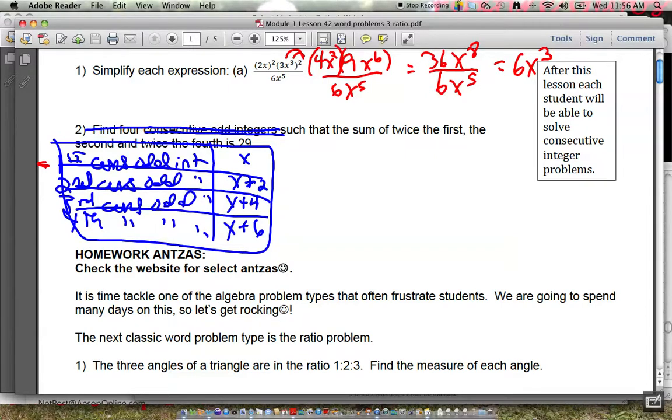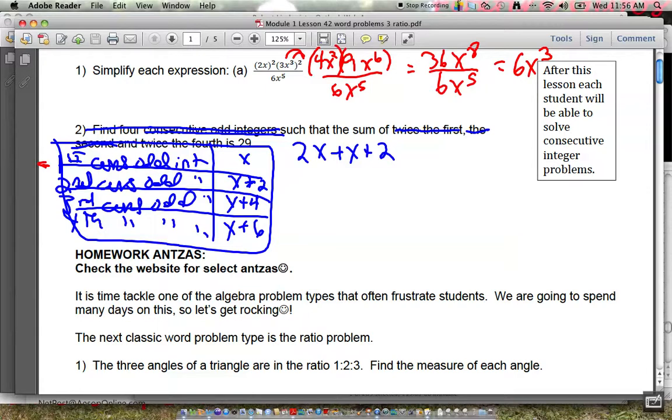Such that the sum of twice the first. Well, there's the first. It's in the table. It's right there. What's twice the first? How would I write twice the first? Come on, this isn't hard. 2x, good. Okay, so there's the twice the first part. The second, what's the second one? What does it say? Right there, read it. X plus 2. You actually gave the answer, Andre. So there's the second one. Yes, you did. And twice the fourth. How do I say twice the fourth?